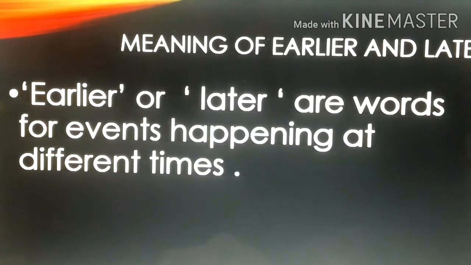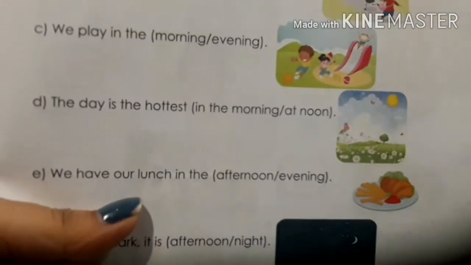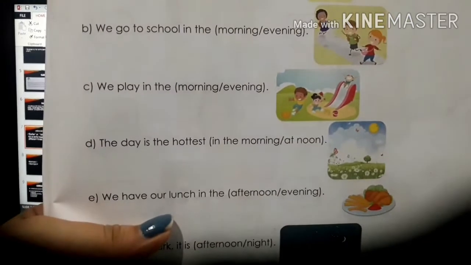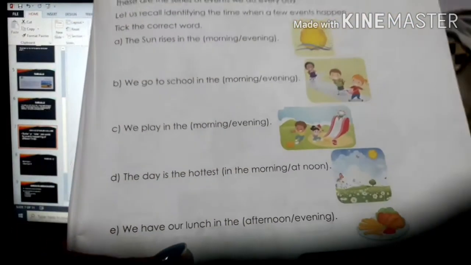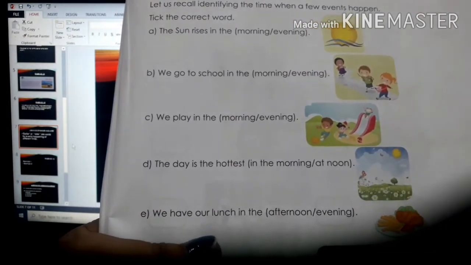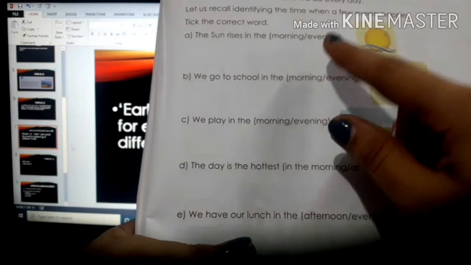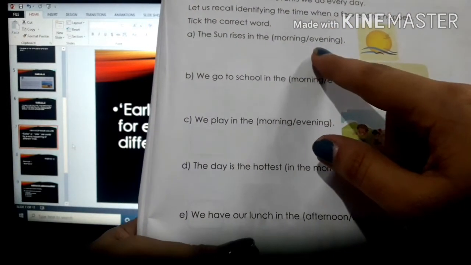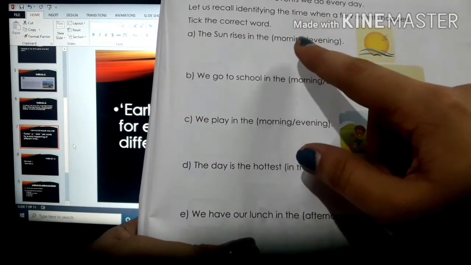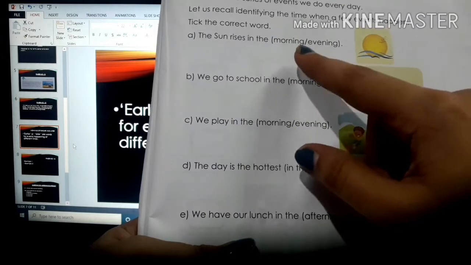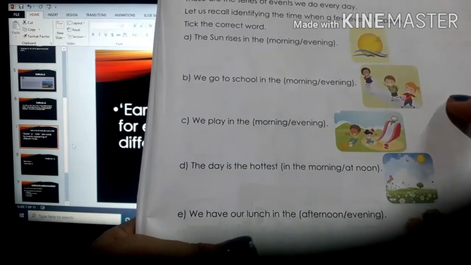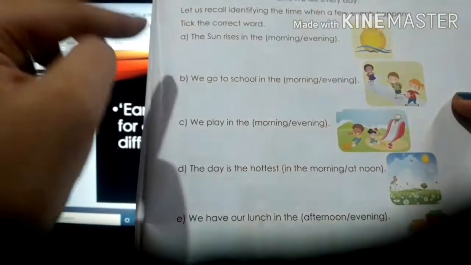So children, you can do one example in your book. It is given here. You can see page number 13. So tick the correct word. The sun rises in the... children, you have to tick the correct answer option. Which is the correct option? Whether it is morning or evening. The sun rises in the morning. So you tick this answer.